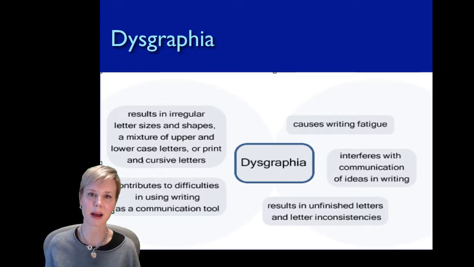And we're not talking about the typical progression of development as students are learning to write, but we're talking about difficulty in learning the spacing of letters and words that is different than what we would expect students who are typically developing to experience.